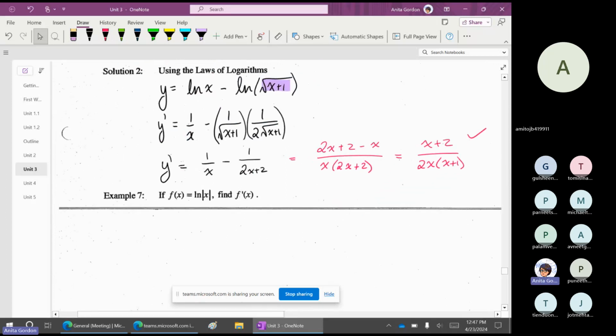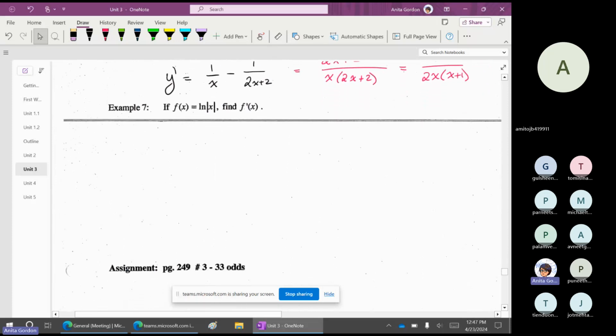Do we want to do this one? What does the absolute value mean? Okay, let me ask it in a different way. Is ln of absolute value x differentiable? Not at the turning point, right? So that means this is a what kind of function? Yes. Okay.